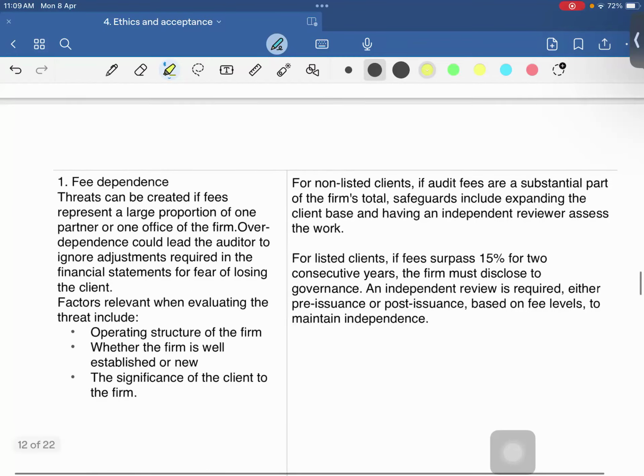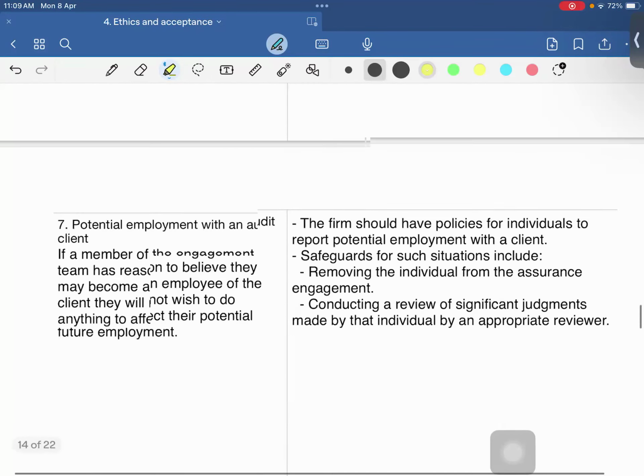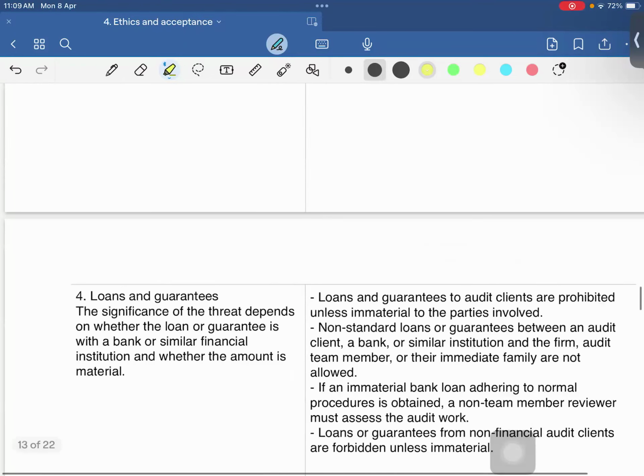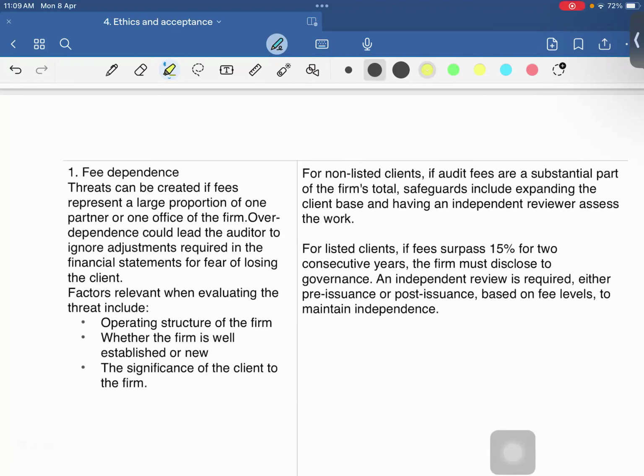Now we are going to look into self-interest threat. Like we said, we would take 3 today and the rest tomorrow. First of all, fee dependence. Fee dependence is when your client owes you a large proportion of the fees that you get in total from all the clients on an aggregate basis.